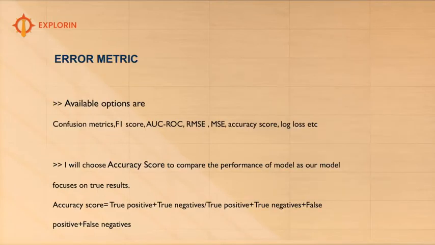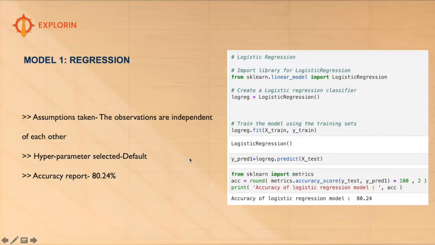Then is the error metric. An error metric is something which we choose to compare the performance, right? So here we could see the available options are confusion matrix, F1 score, AUC, ROC, RMSE, MSE, accuracy score, log loss, etc. Here I'll choose the accuracy score to compare the performance of the model, as our model focuses on true results. We already know the definition of accuracy: true positives plus true negatives divided by total samples, that is true positives, true negatives, false positives and false negatives, right? So I'm choosing the accuracy score for comparing the performance, right?